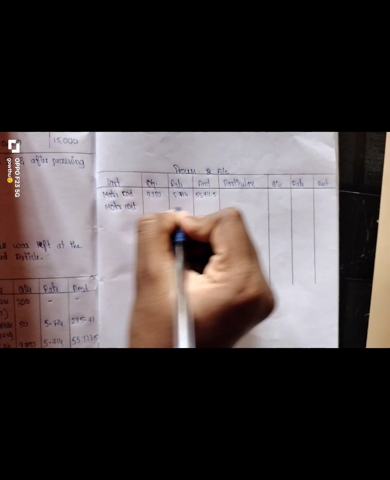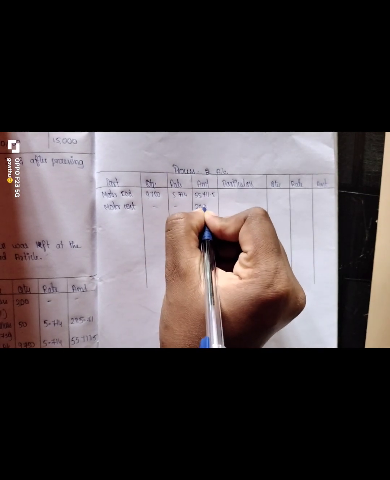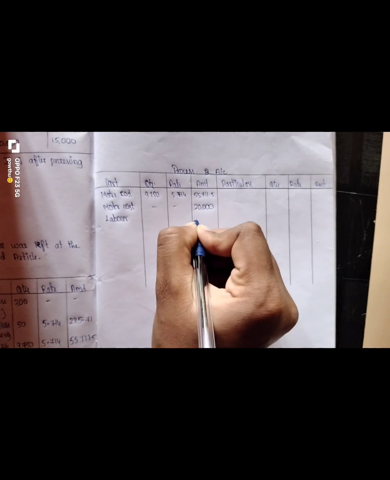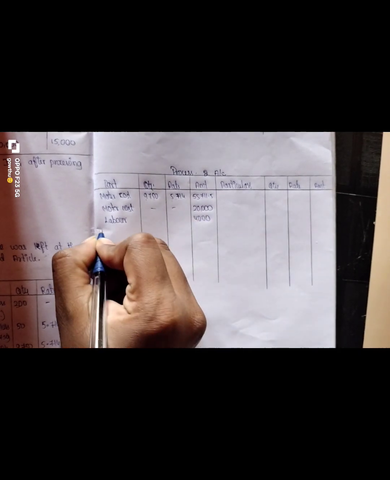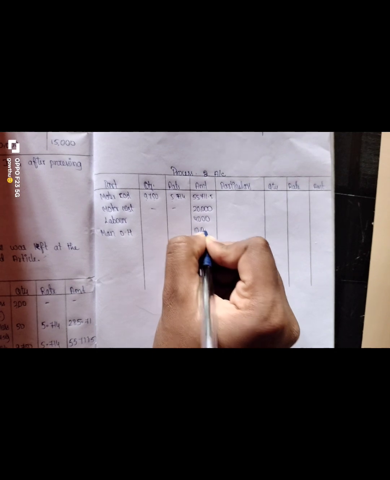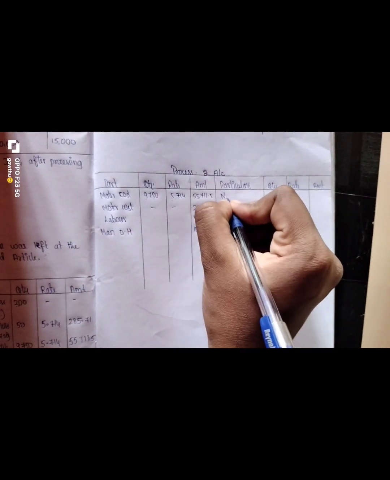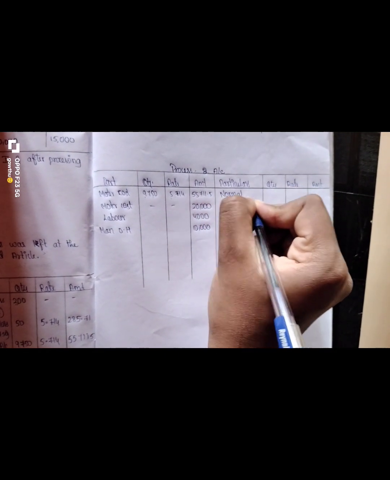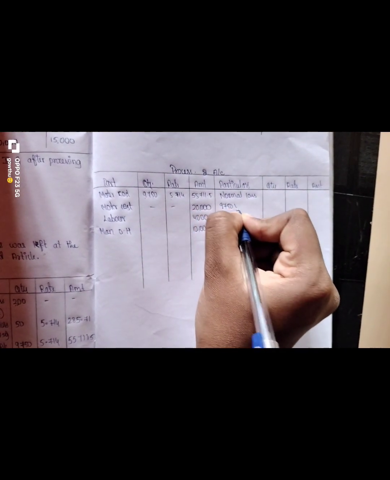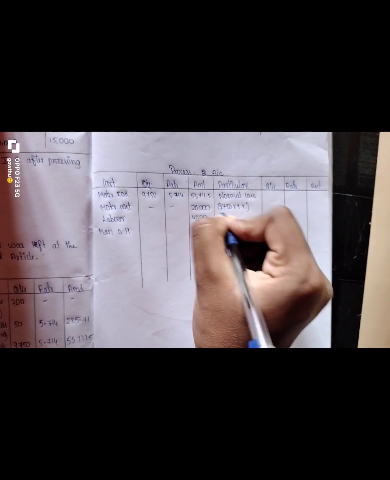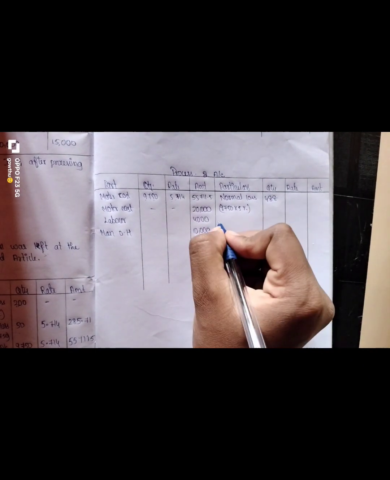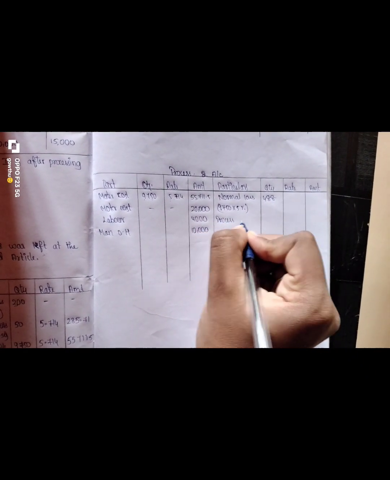Now we will take material cost. How much they have given? 20,000. Next is labor 4,000, manufacturing overhead 10,000. Now we will calculate normal loss. On 9,750 we have to calculate 5%. We will get 488 units.